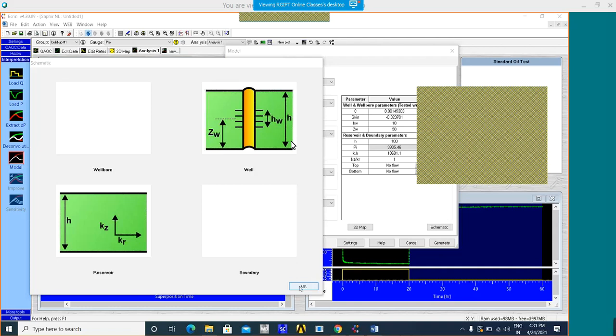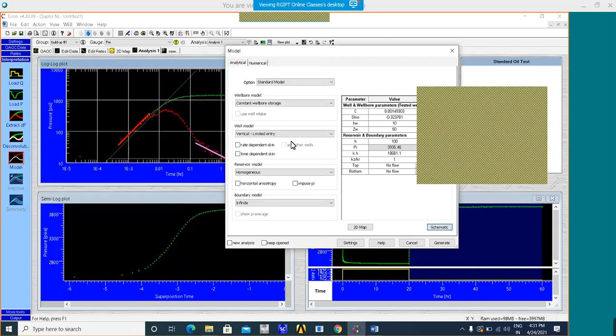Now let us move with the homogeneous model, until it is specified. Then for the boundary, use the infinite acting reservoir. Then generate it. See, here you are actually seeing the graph. So now based on the model, it is not improved yet, but I will improve later. But before improving, let us talk about this.